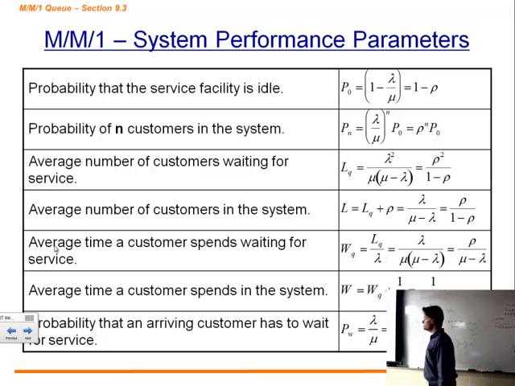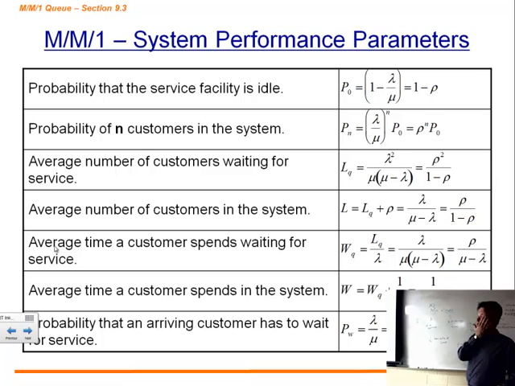That's the average number of customers totally in the system, including the queue and the customer being serviced. And that's just rho over 1 minus rho. So just compare these two. They're both going to go off to infinity as rho gets to 1. So if rho gets to 0, what happens to both of these? They go to 0. If rho is 0, then both of these are 0.